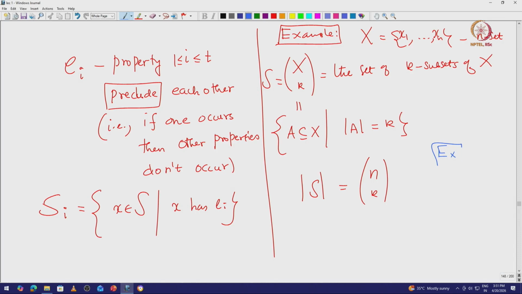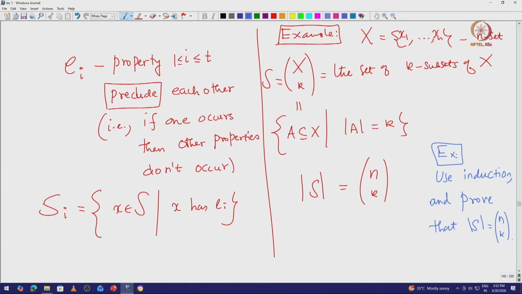This is something one can verify directly by induction, maybe that I will leave as an exercise. So, the exercise is: use induction and prove that the cardinality of S is n choose k.